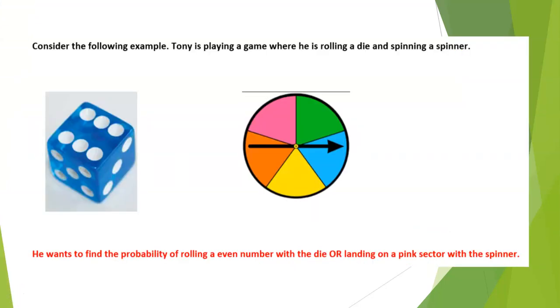We're going to look at this example. Tony is playing a game where he is rolling a die and spinning a spinner. He wants to find the probability of rolling an even number with the die or landing on a pink sector with the spinner.